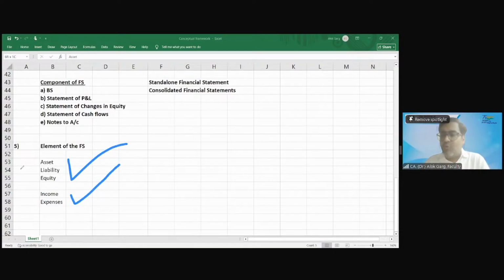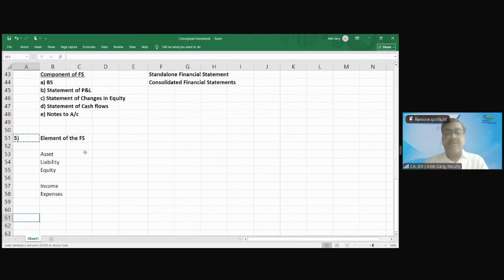So if there is no Ind AS or there is an interpretation issue, that is why these elements of financial statements are given, so that you will be able to understand whether it is an asset, a liability, equity, an income or an expense, and how this item is going to be recognized. Then this standard talks about recognition and derecognition also. Once you have evaluated that it is an asset or a liability, then whether it is going to be recognized or not.